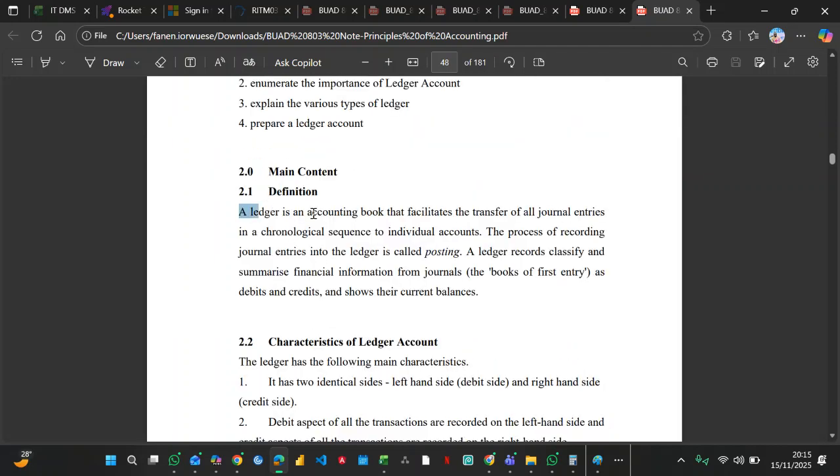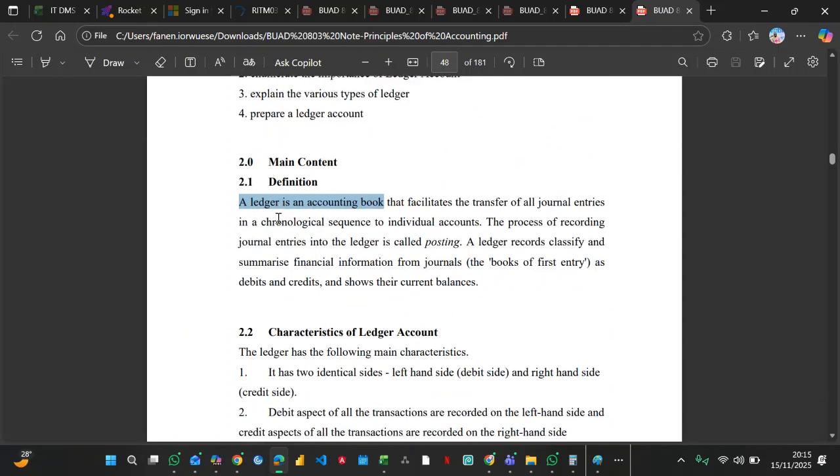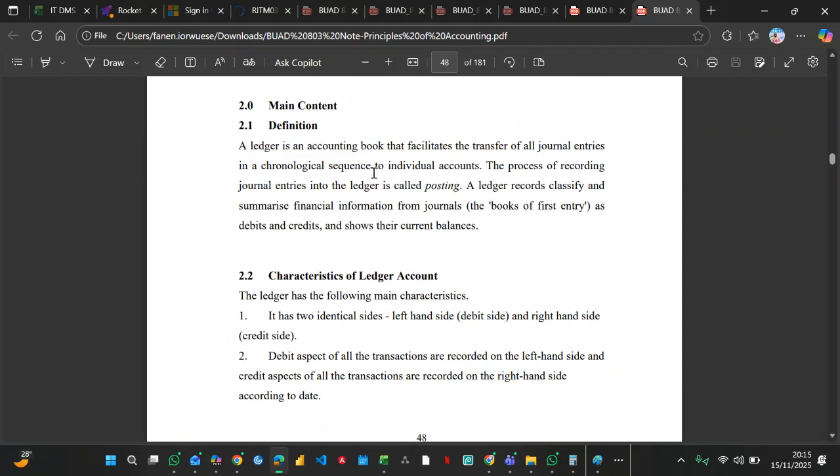We're going to start with this one. This definition here, you see it's long, but it's basically a very simple thing. It said that a ledger is an accounting book that facilitates the transfer of all journal entries in a chronological sequence to individual accounts. The process of recording journal entries into the ledger is called posting. A ledger records classified and summarized financial information from journals.